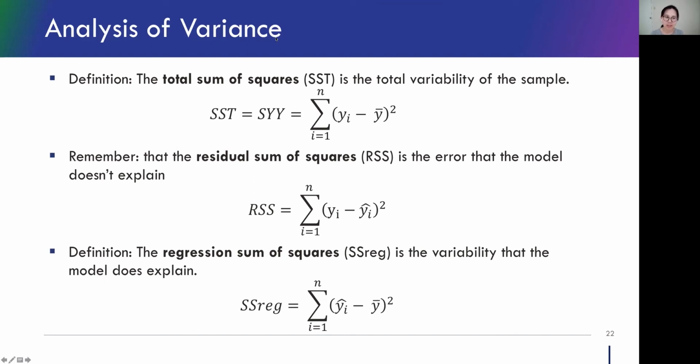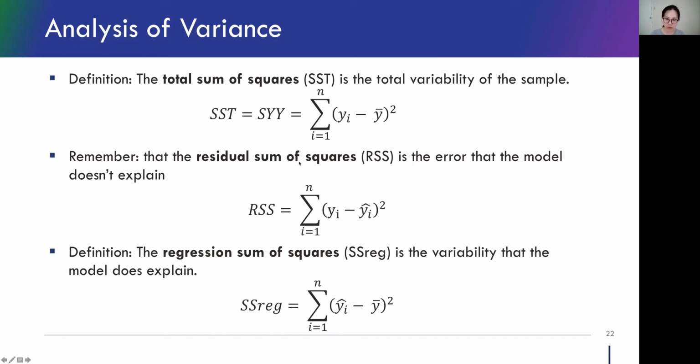Okay, so we'll start with some terminologies in ANOVA, analysis of variance. That's what ANOVA stands for. The first one is called total sum of squares, SST, which is the total variability of the sample. If you still remember, we mentioned this as SYY. Looking at the formulation here, this is your data minus the mean of the data, so this gives you the total variabilities.